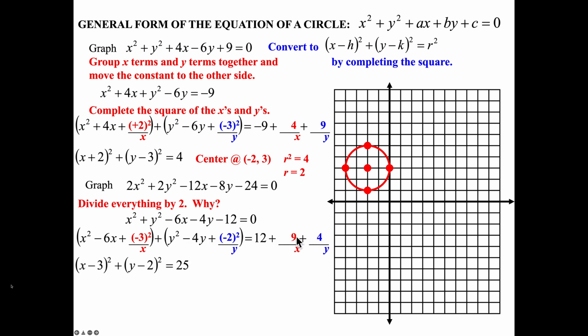12 plus 9 plus 4 is 25. So we're going to 3, 2 for my center. Radius of 5. 5 right, 5 left, up 5, down 5. And oh yeah, don't forget those 3-4-5 triangles. 4 by 3, 3 by 4, and so on. Draw them all in, draw your circle.